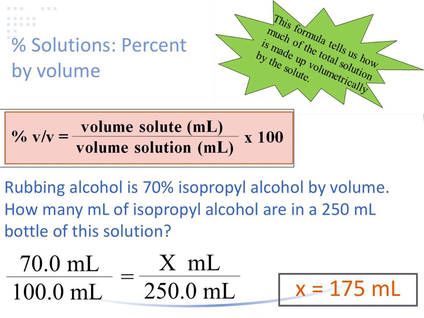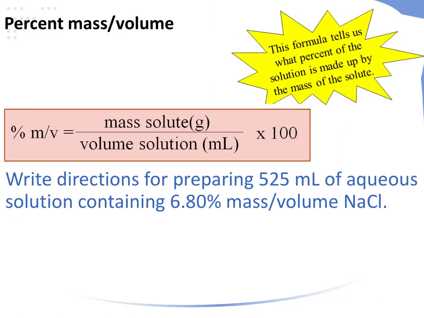Now, like I said, volume isn't the only way to do it. We also do a percent mass volume. This is actually more typical of what you would see in biological stuff. They'll say, oh, we need a 20%, say, glucose solution. And you would put 20 grams of glucose in 100 milliliters of solution. That would give you a 20% solution.